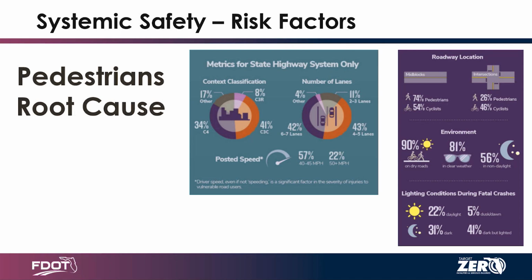56% in non-daylight conditions. So it's a reasonable split there. In terms of context, your C3Cs and your 4 to 5 lanes and 6 to 7 lanes are by and large the worst, right? C4 is in there as well. A lot of that, I think, comes down to partly its exposure. Where are the pedestrians? And then part of it too is how the roadways are designed.